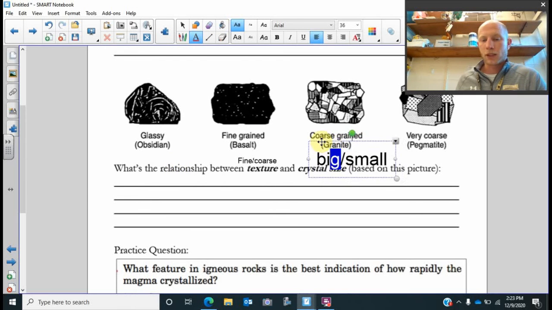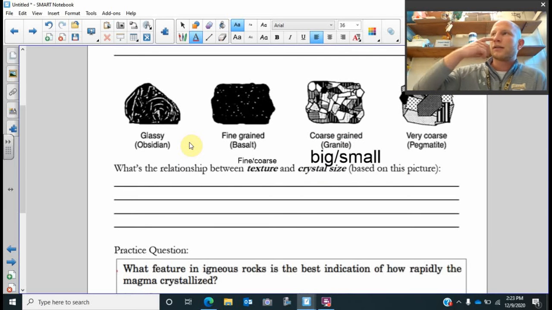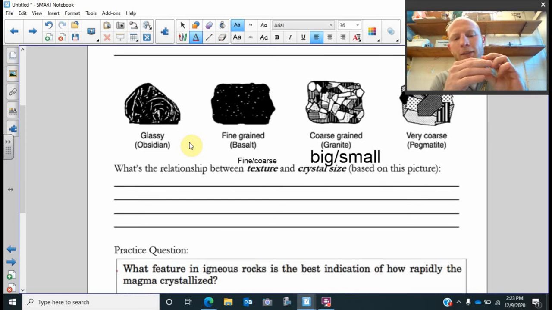Again, if I'm looking at my glassy obsidian, which I'm videoing right now, this guy has a texture that's very smooth. It's a glassy surface because it doesn't have any grains in it. There's no crystalline structure to it. So that's where this guy is over here.